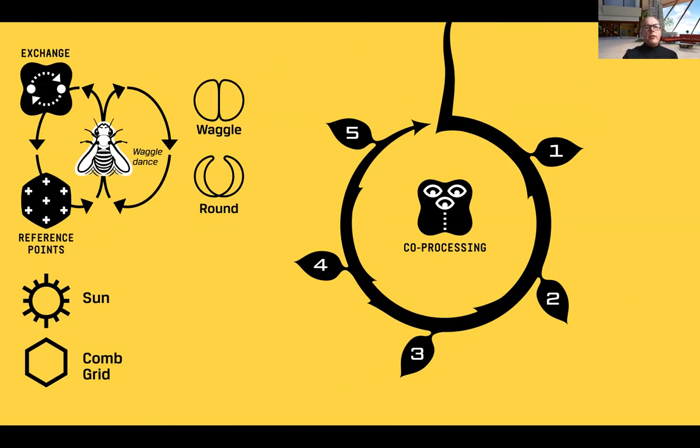So there's an exchange of information, but there are very specific reference points the bee is communicating depending on how it's waggling, which will communicate distance. But the direction it's pointing in will also use the sun and the comb grid as reference points with which to point other bees in the right direction. And the way that kind of works is interesting, let me just move this over.